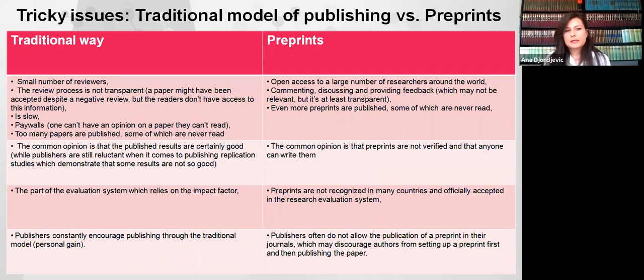The next tricky issue is the evaluation system in many countries, including Serbia. Most evaluation systems still rely on the journal impact factor, and because of that, many scientists choose the traditional model of publishing. Preprints are not recognized in many countries and officially accepted in the evaluation system. This is the major obstacle to a wider adoption of preprints. Commercial publishers constantly encourage publishing through the traditional model for personal gain, and there are still many journals that do not accept papers that have previously been published as preprints. And this may discourage authors from publishing a preprint before submitting the manuscript to a conventional journal.